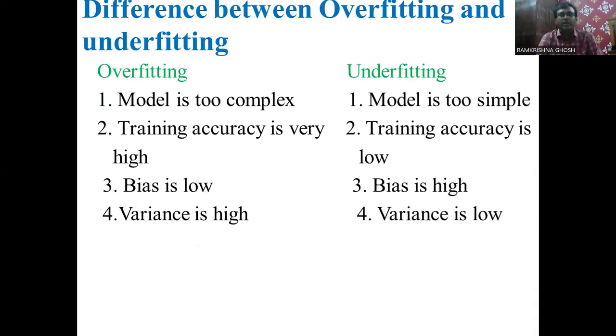Difference between overfitting and underfitting. Overfitting, model is too complex. Underfitting, model is too simple. Overfitting, training accuracy is very high. Underfitting, training accuracy is very low. Overfitting, bias is low. Underfitting, bias is high. Overfitting, variance is high. Underfitting, variance is low.